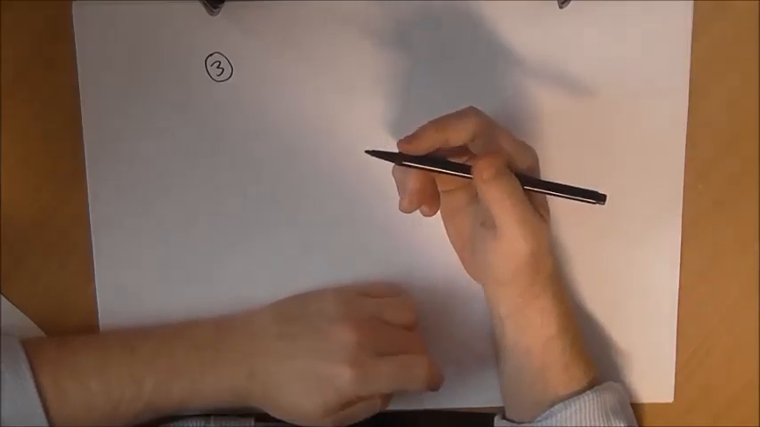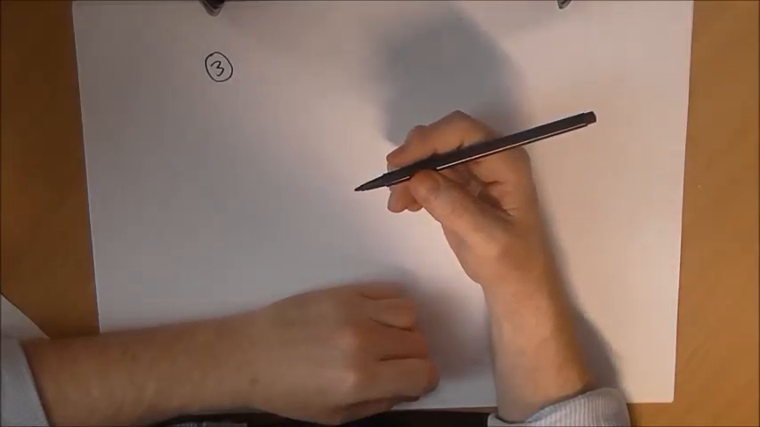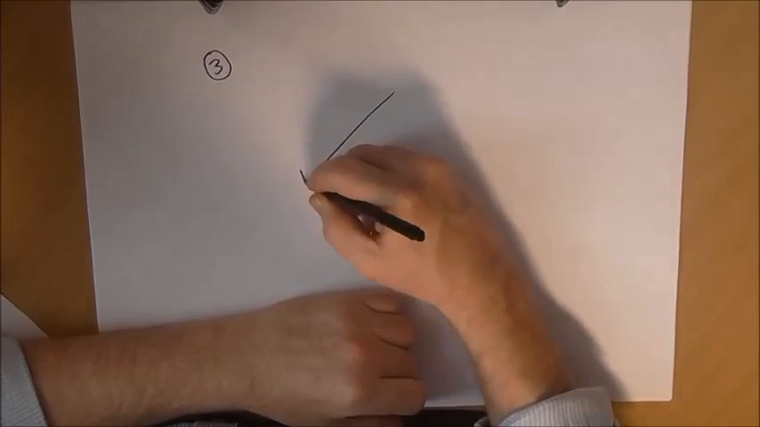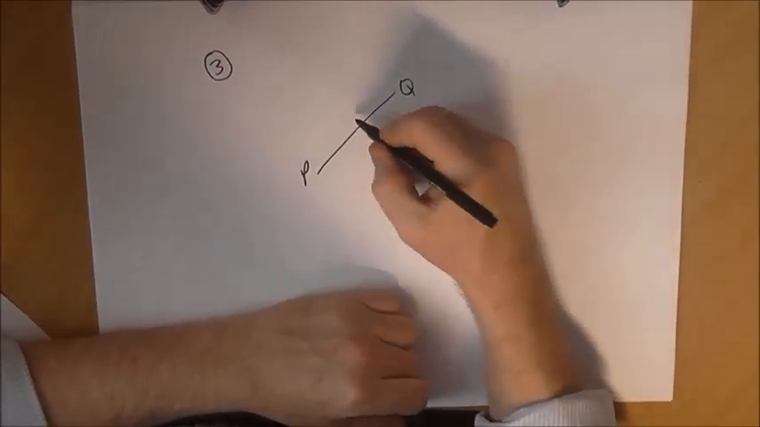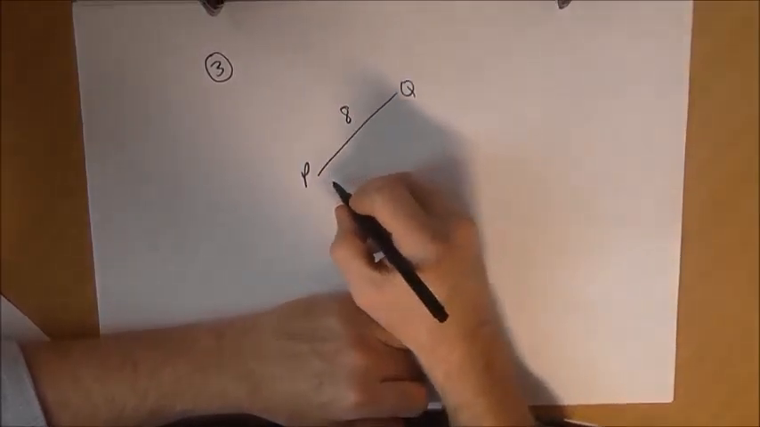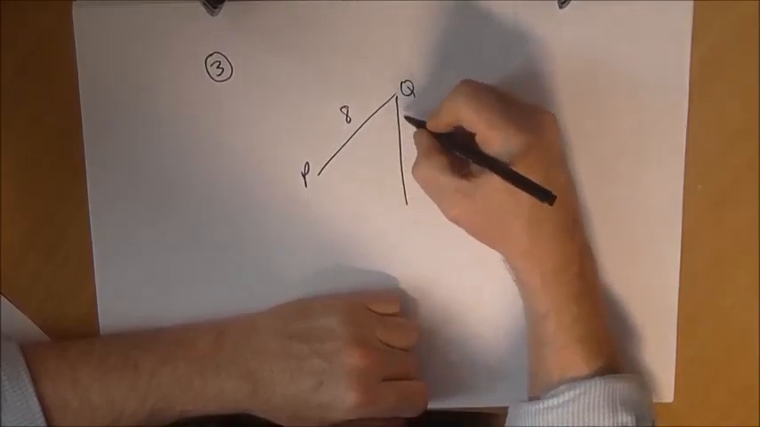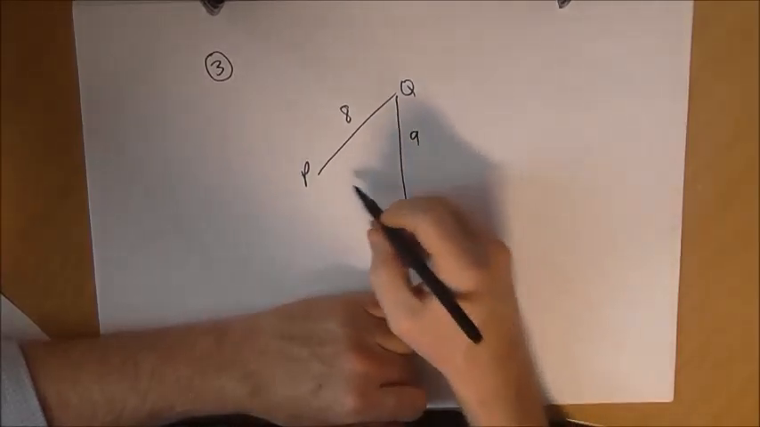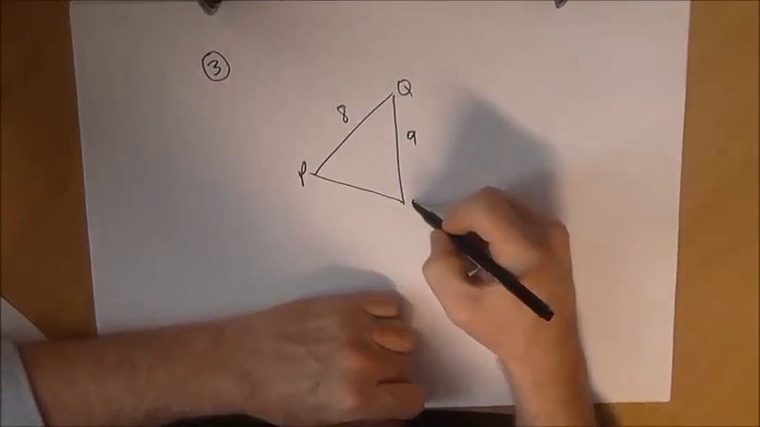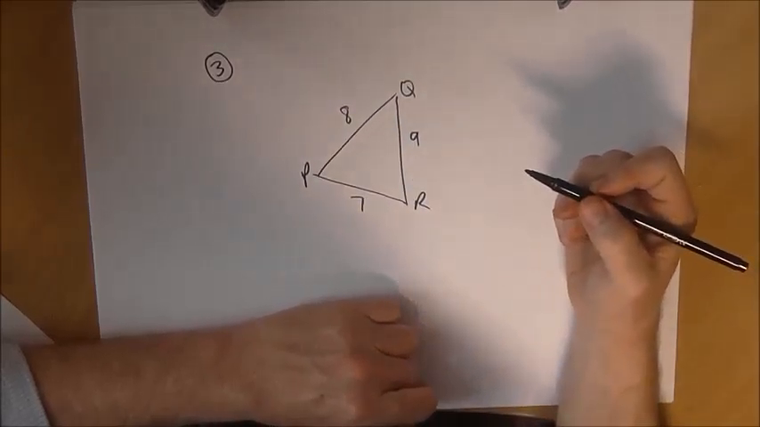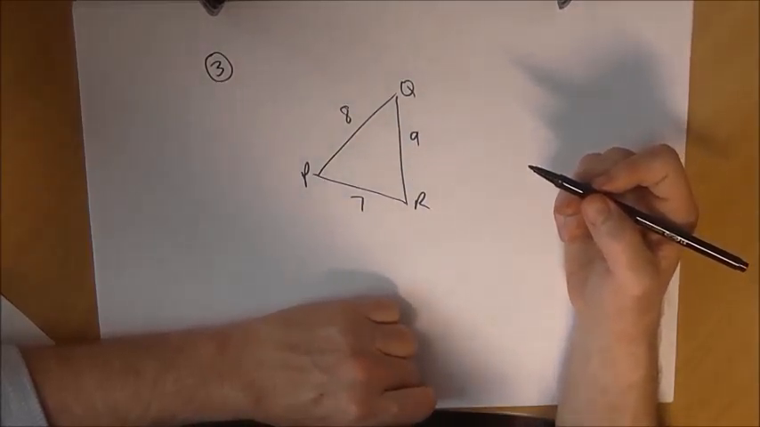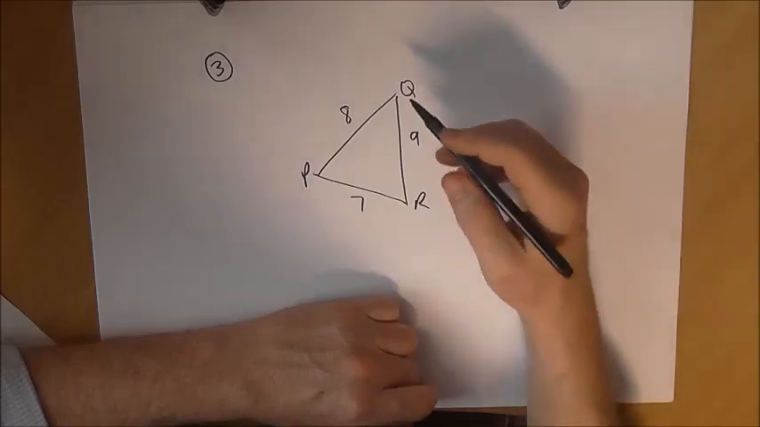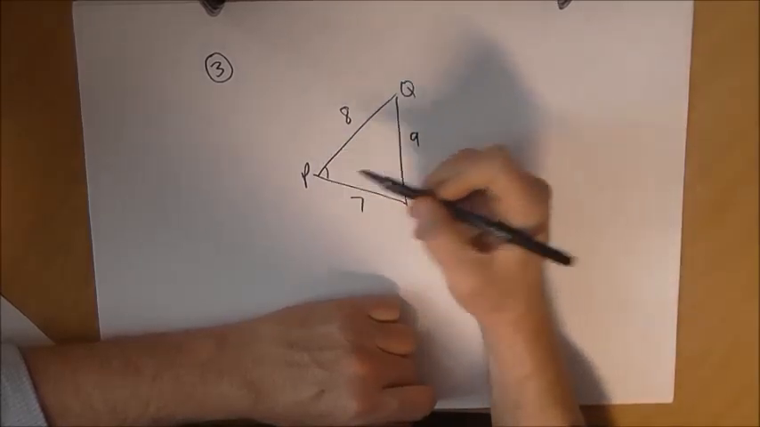Question number 3. Definitely going to need a diagram for this. PQ of this triangle is 8. RQ is 9, and RP is 7. Find the size of the largest angle. The largest angle will be opposite the largest side, so it's that one.